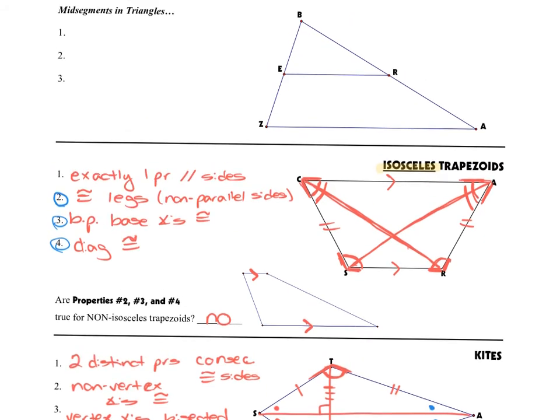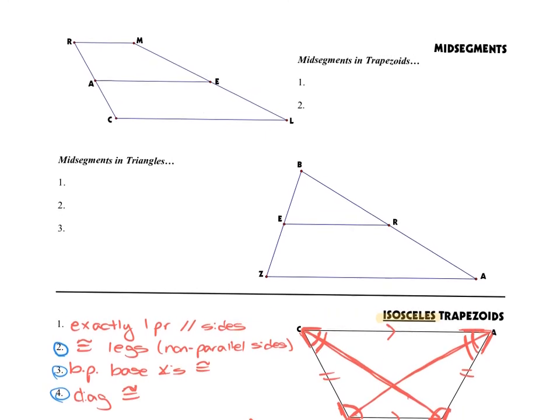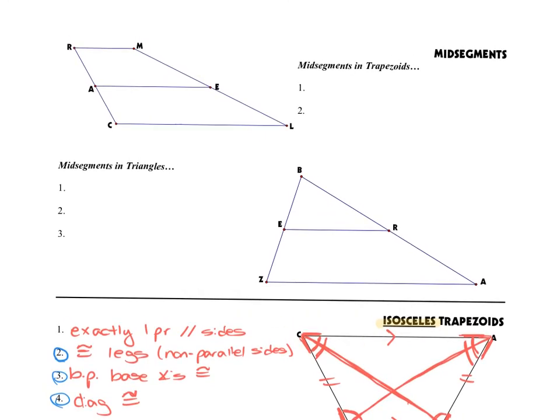Okay, last window on this foldable, we're going to look at midsegments, and we're not going to do all of these properties of midsegments right now. We're only going to do some of these, and we'll finish the rest off in class. Now, a midsegment is going to be a segment that joins two midpoints. So we can write that as a note. It's going to join two midpoints.